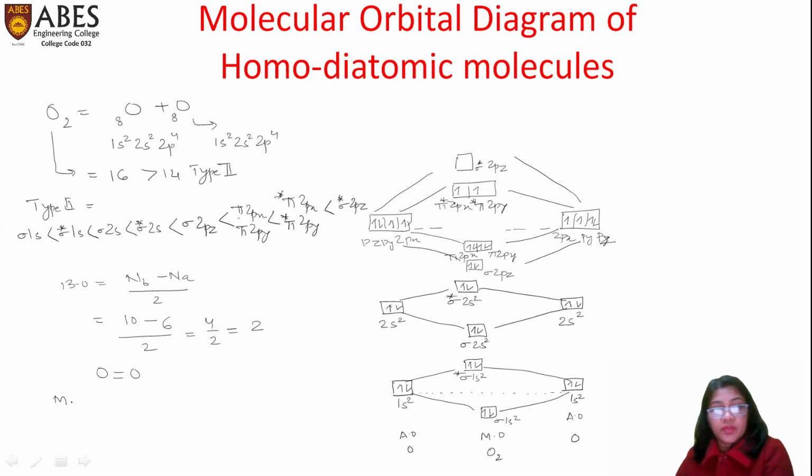Now for magnetic behavior, we'll check the molecular orbitals of the oxygen molecule, and we see that pi star 2px and pi star 2py have unpaired electrons. So the magnetic behavior of this oxygen molecule will be paramagnetic.